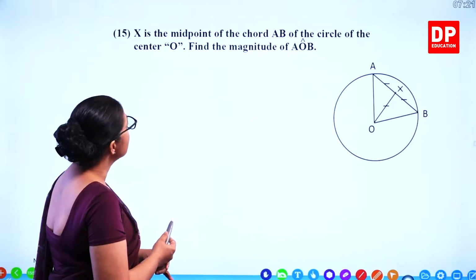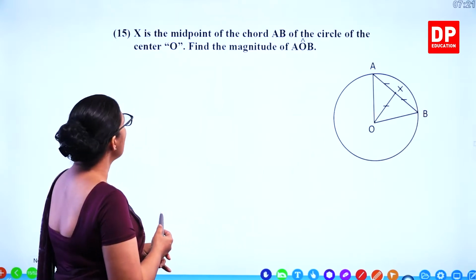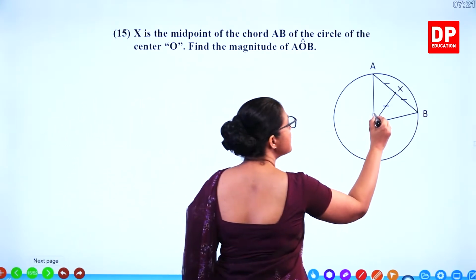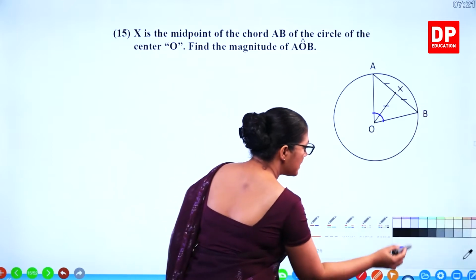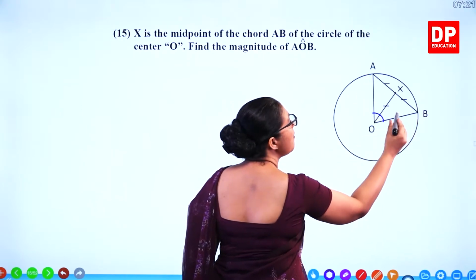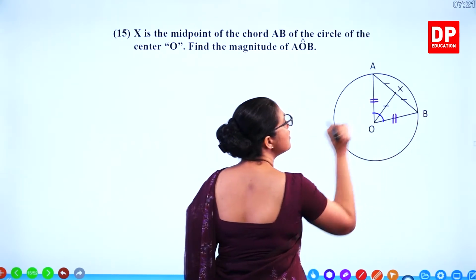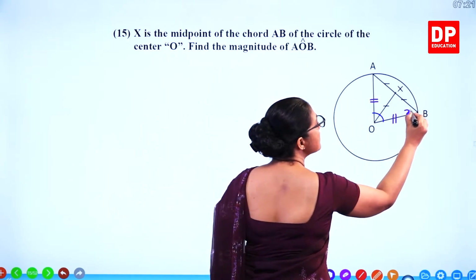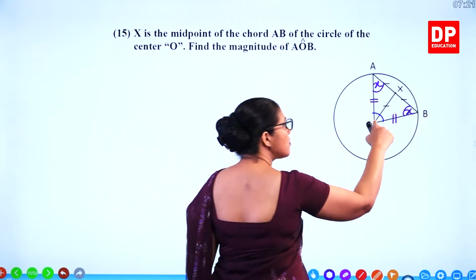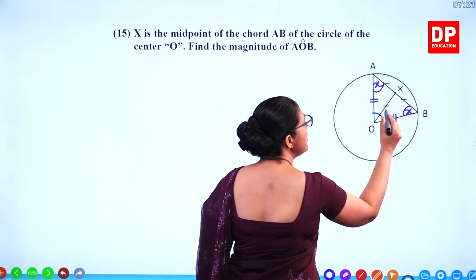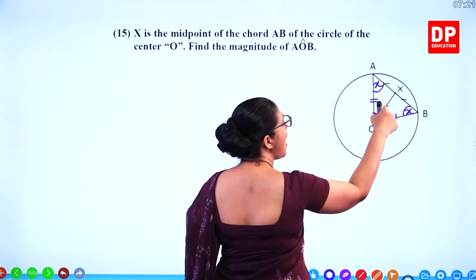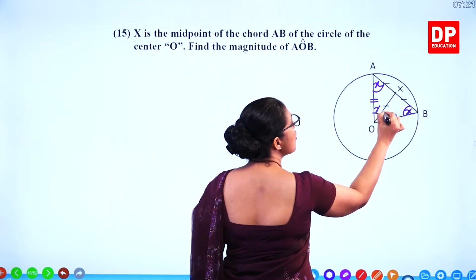Question number 15. X is the midpoint of the chord AB of the circle of the center O. Find the magnitude of AOB. So you are asked to find out this angle. So we'll put letters and see. We know OA and OB both are radii. So this length is equal to this length. So if this is x, this is also x. Isosceles triangle. And this is also isosceles triangle OXB. If this is x, this is x. Same thing happens in AXO triangle, isosceles triangle. If this is x, this is also x.